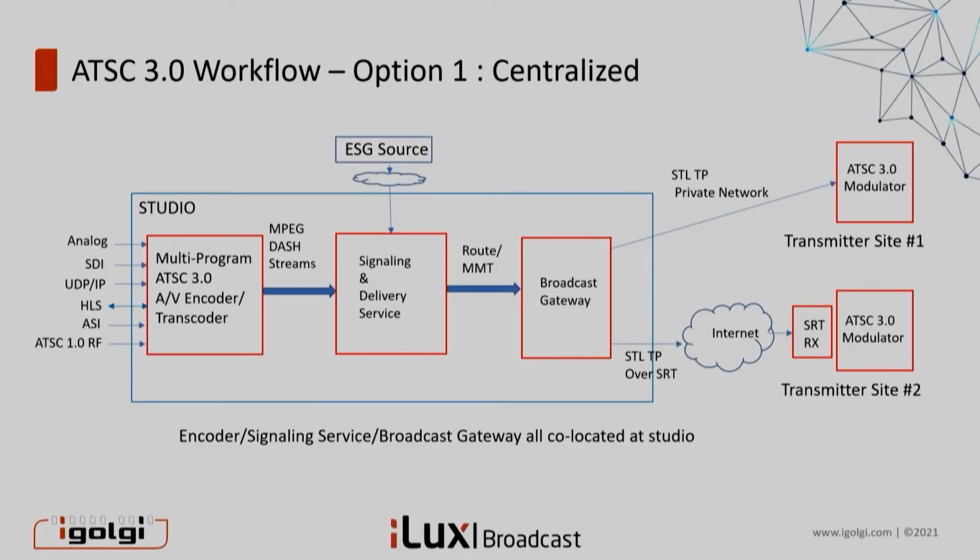In our deployments, we've seen 2 different types of architecture, so we thought that would be interesting to go over. One we call centralized, where the encoder and the signaling service and the gateway are all in one central location, and you may have multiple transmitters. One may be just in the near vicinity on a private network, or you may have something that goes over the internet, but there's just one central studio with the encoding and gateway.